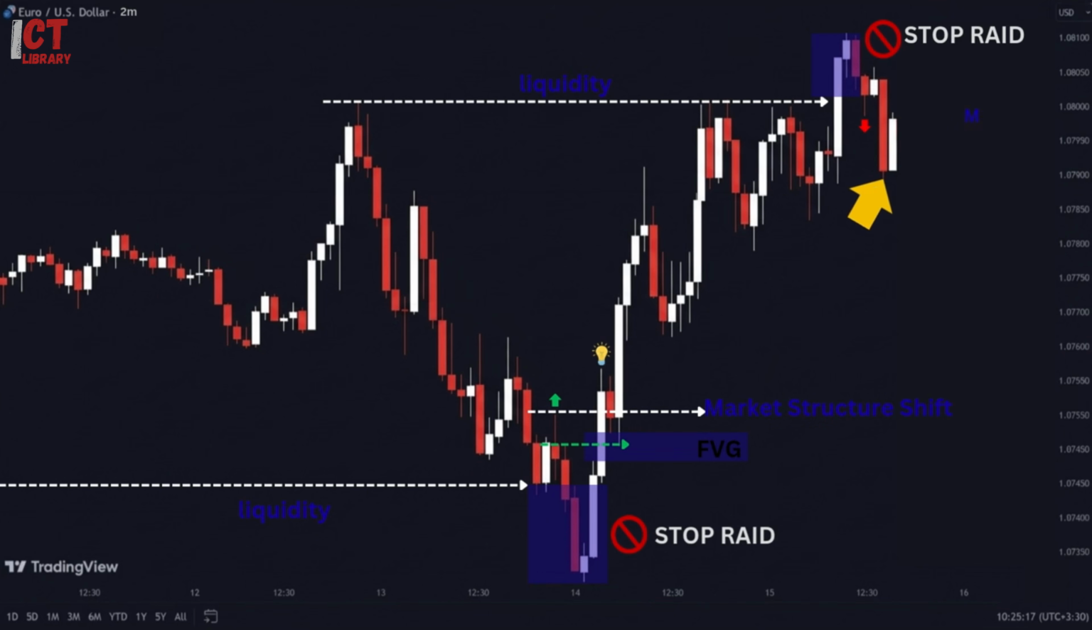Now we have a new shift in market structure. But this time the shift becomes bearish. Why? Because buy stops were just taken from the market. Now another fair value gap forms. Price rallies back into that imbalance. And that is where a short position becomes possible.